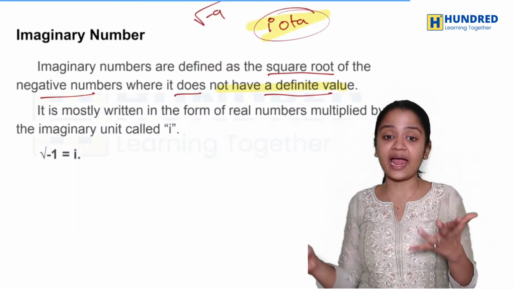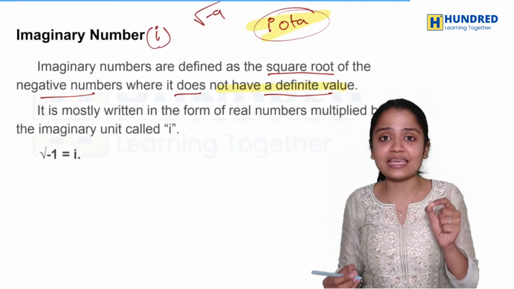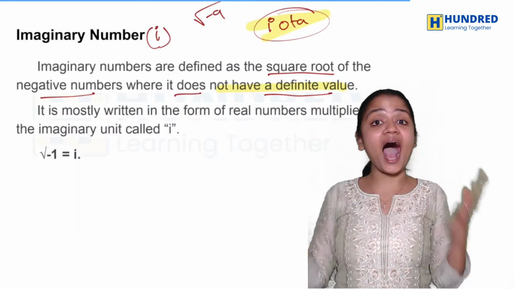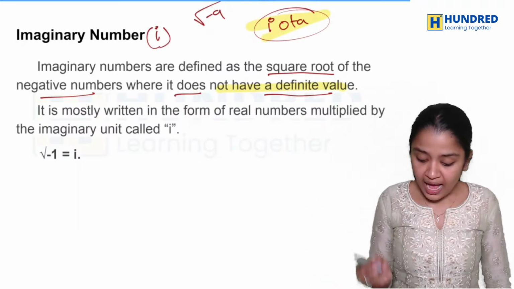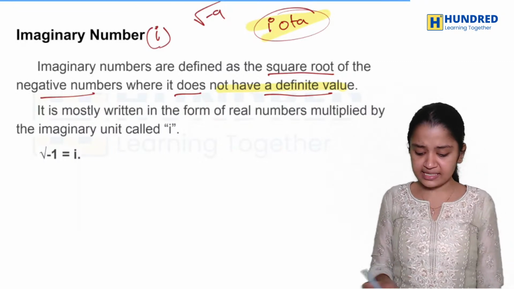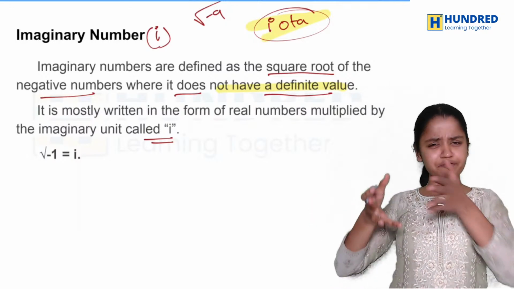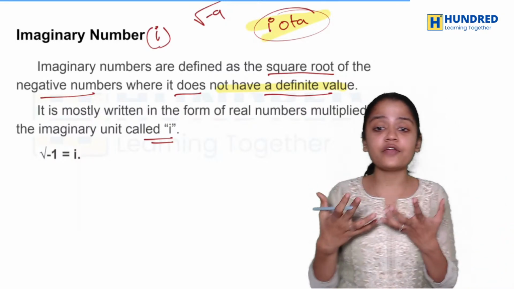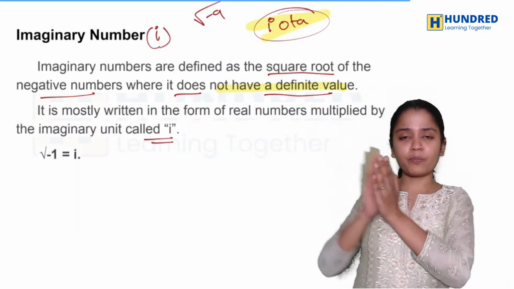It is represented as i, and this is called iota. Mostly it is written as i. And if some undefined value is given, it should be something, right? Basically, what did I tell?